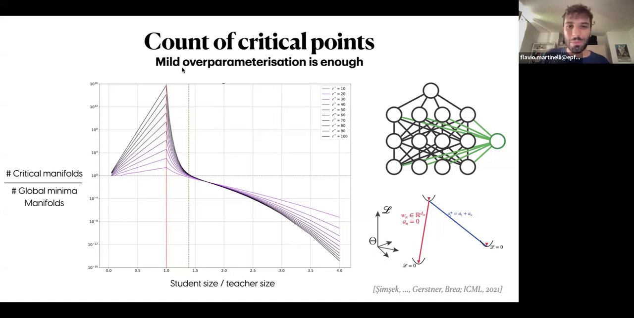So our claim, which is actually coming from the theory, is that mild overparameterization is enough. Just a factor 4 should be enough to train these big networks to zero loss, just because of probability, just because there are too many global minima and very few critical manifolds here.